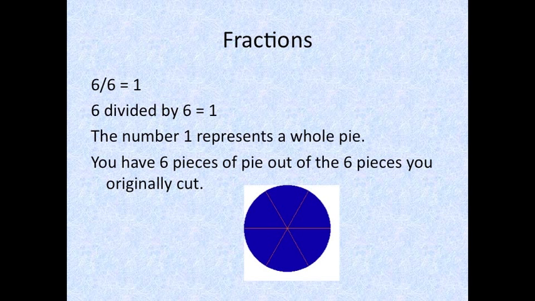Let's look at 6/6. So 6/6 is equal to 1, which means that if you have 6 pieces out of the 6 pieces that you originally cut the pie, you actually still have 1 whole pie. So 6 divided by 6 equals 1. The number 1 represents the whole pie. You have 6 pieces of pie out of the 6 pieces you originally cut.